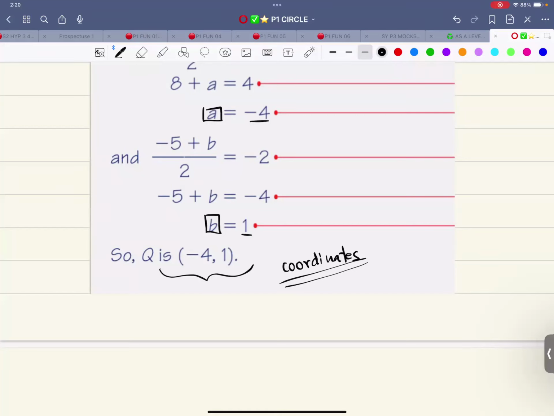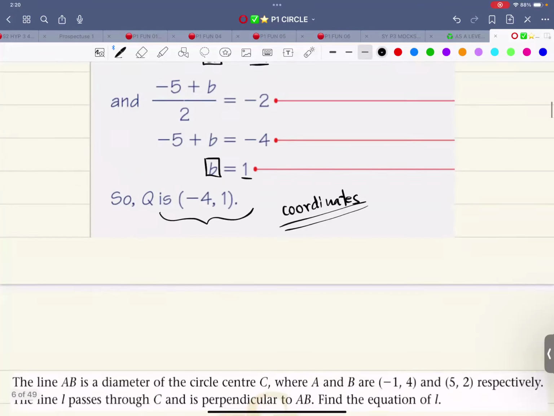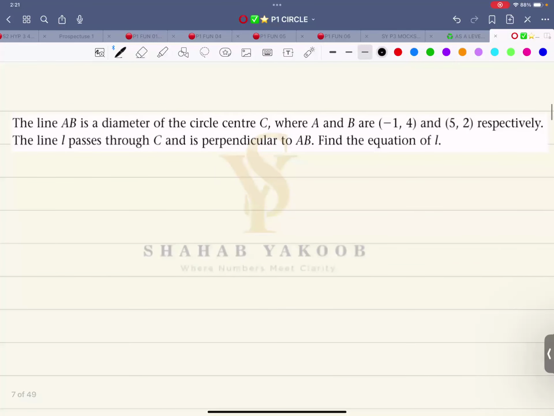That is very, very necessary. So now this thing is done. Let's move on. Now it says the line AB is a diameter of a circle center C, where A and B are such and such respectively. The line L passes through C and is perpendicular to AB. Find the equation of L.